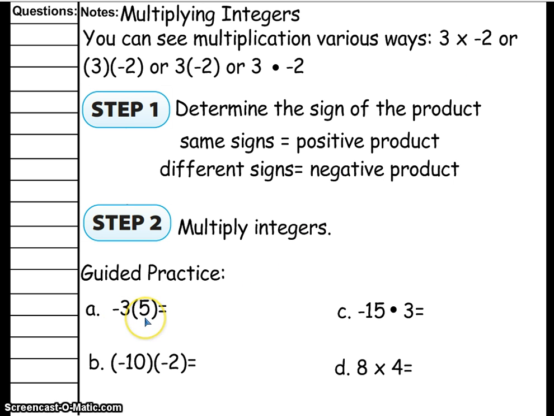Negative 3 times positive 5. The signs are different, so my answer is going to be negative. And 3 times 5 is 15. So my answer is negative 15.